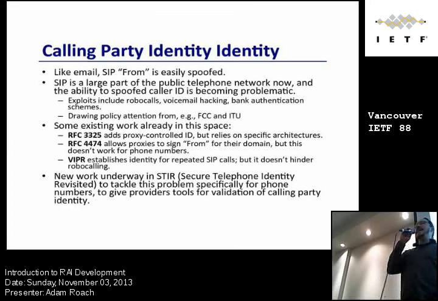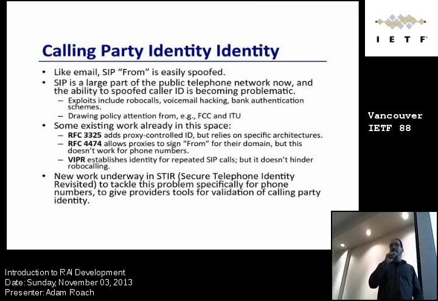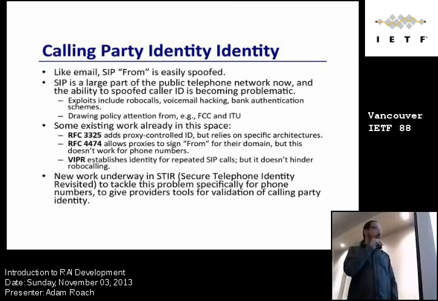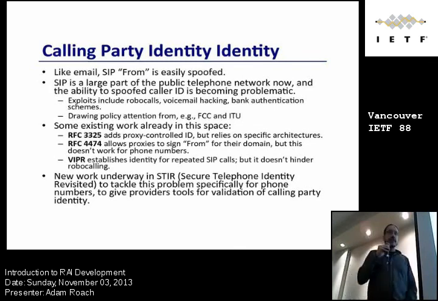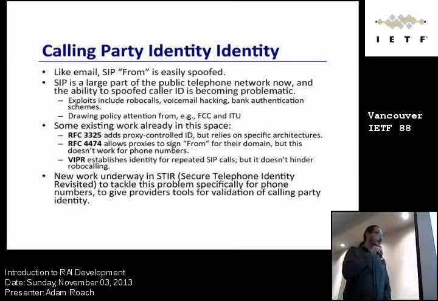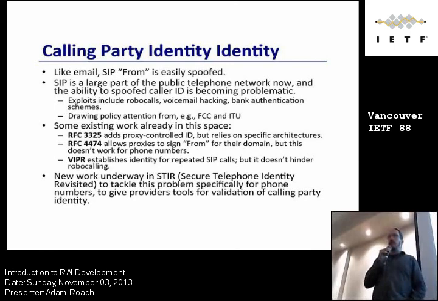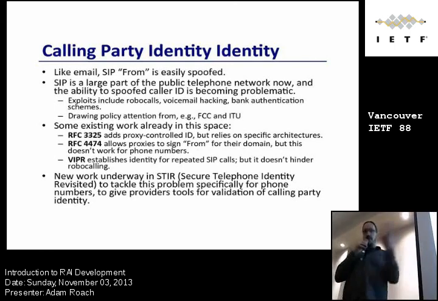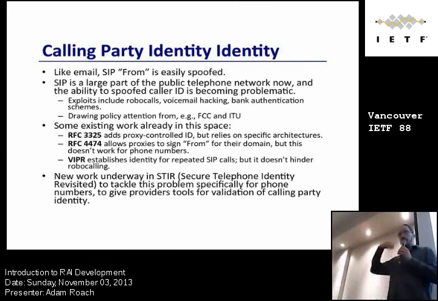But in any case, that was kind of the background of what we've done historically for this, none of which is actually working for the real problems that we have with phone numbers right now. So we have also started a new working group called STIR, which stands for Secure Telephone Identity Revisited, that is specifically looking to address this problem for phone numbers, that is going to give service providers tools for verifying calling party identity on regular phone networks as opposed to just pure IP calls.